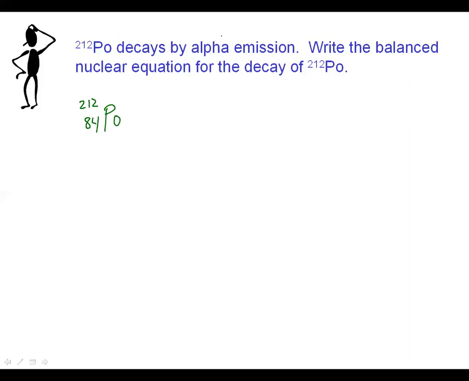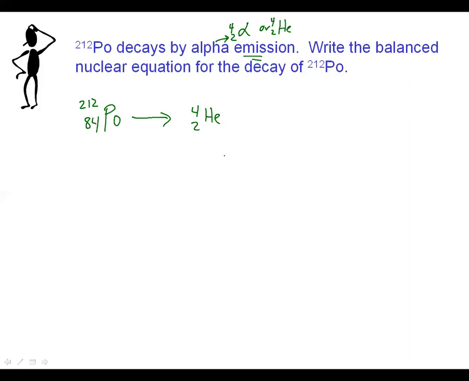Now, it decays through alpha emission. A couple of words are important. Alpha is our alpha particle, which you could write as alpha or as helium. And emission means that that particle will be on the product side. So here you can use the helium, or you could use the alpha symbol in this particular case.